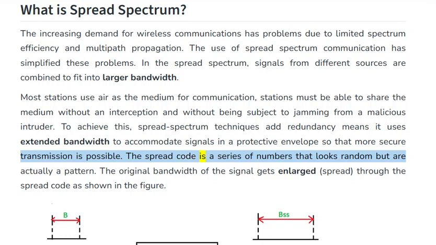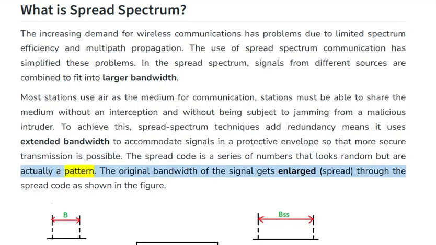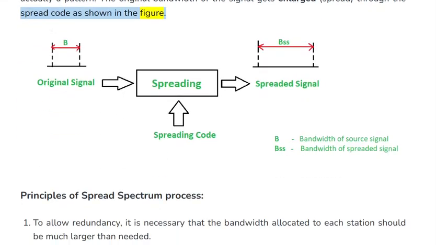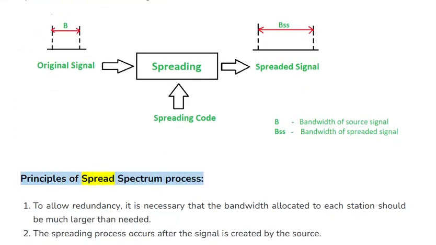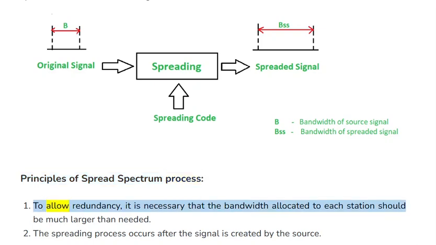The spread code is a series of numbers that looks random, but is actually a pattern. The original bandwidth of the signal gets enlarged, or spread, through the spread code as shown in the figure. Principles of the spread spectrum process. To allow redundancy, it is necessary that the bandwidth allocated to each station be much larger than needed.